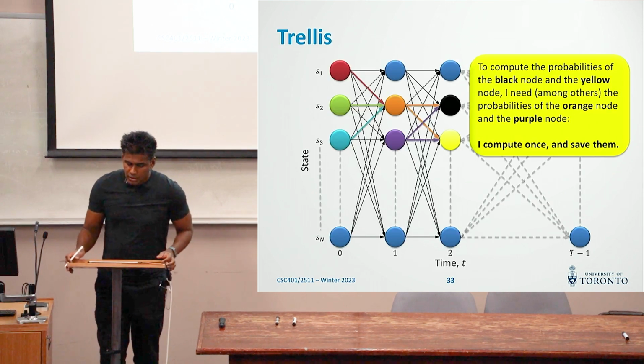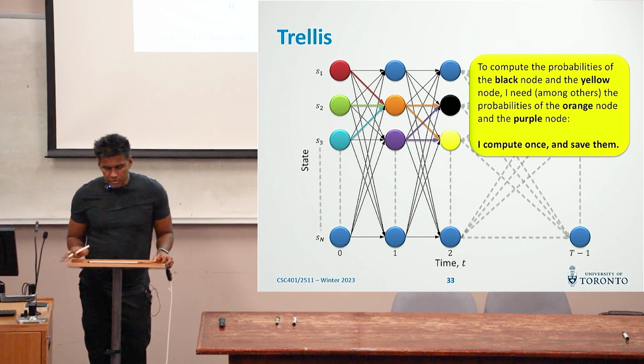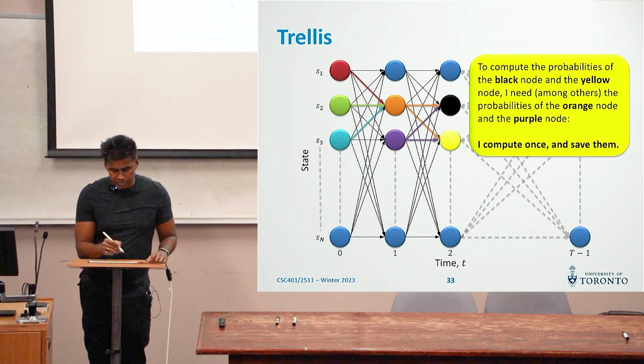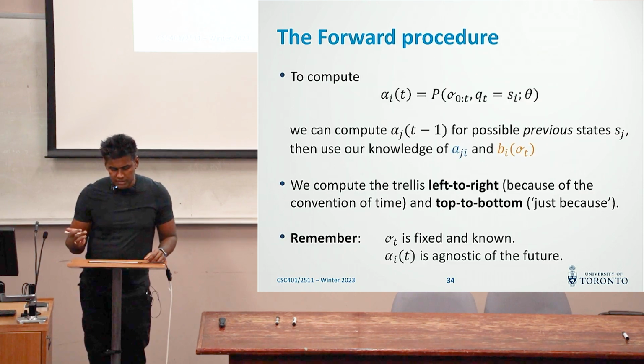Okay. So in order to compute the probabilities of the black node and the yellow node, I need, among other things, the probabilities of the orange node and the purple node, this guy here and this guy here. So I guess you're already getting the idea that we'll just calculate the value for each of these nodes. We're going to cache it, and when we calculate black, we're simply reusing this value. So that's the basic idea.